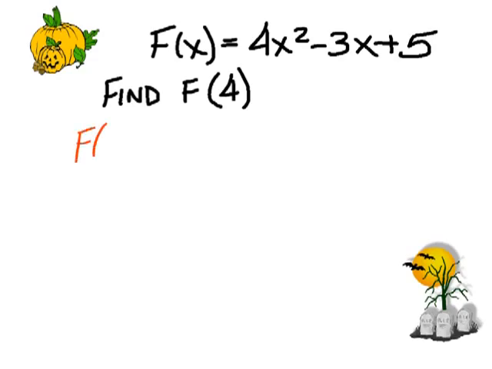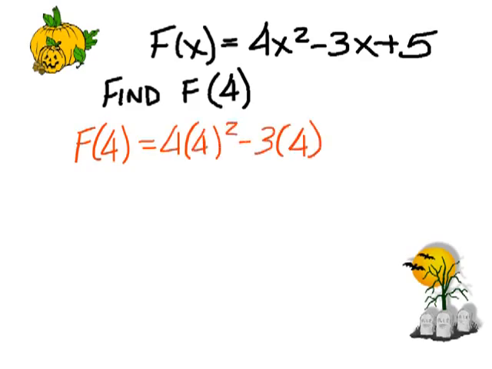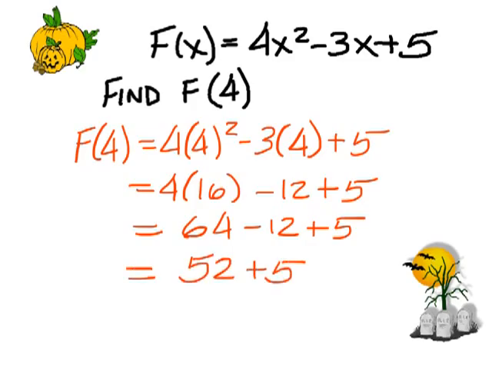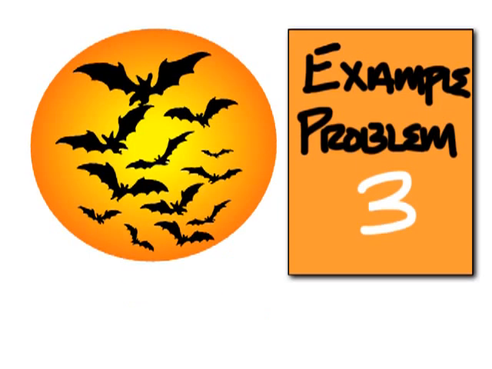On the bonus problem, it should be f of 4 equals 4 times 4 squared minus 3 times 4 and then plus 5. That's 4 times 16 minus 12 plus 5. 64 minus 12 plus 5. And that comes out to be 52 plus 5, which is 57. Example problem number 3.